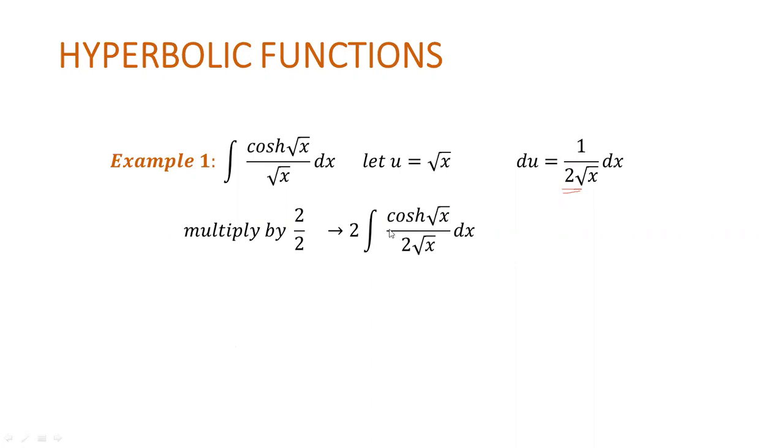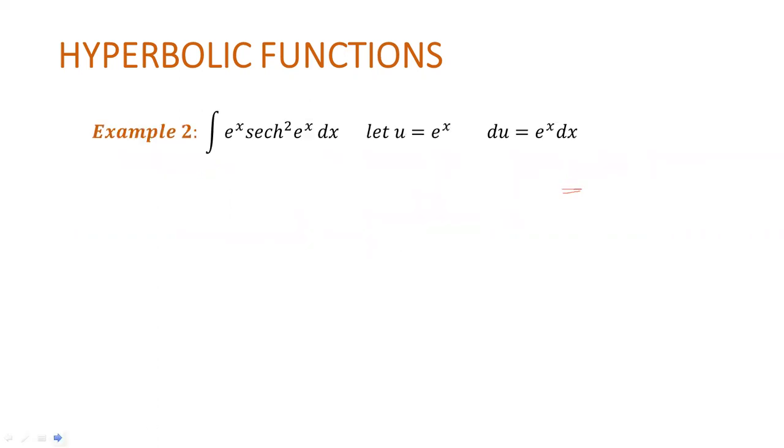Now your main function is ready to be integrated, and that main function is the hyperbolic cosine, whose integral we know is just the hyperbolic sine. This being equivalent to the hyperbolic sine function multiplied by the 2, which is written before the integral. So that would yield an expression which is 2 times the hyperbolic sine of the square root of x plus c.